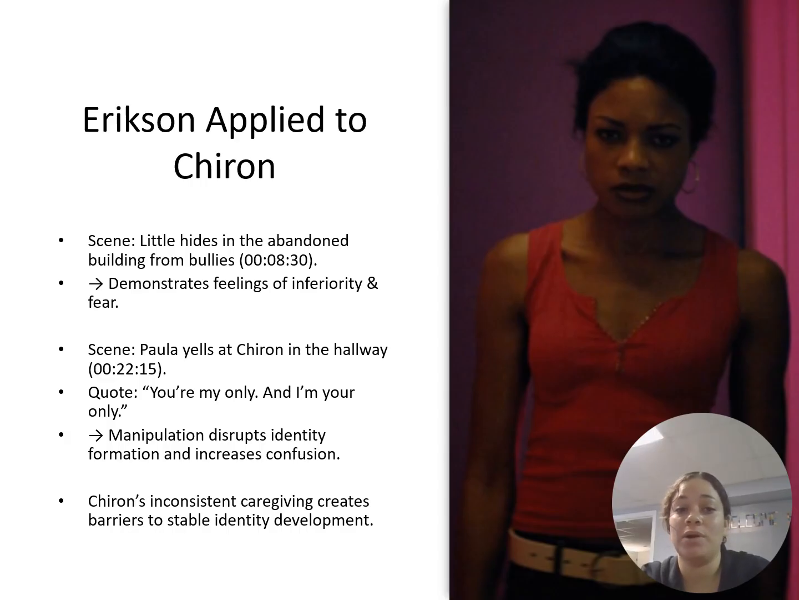As he grows older, Paula, who is his mom and she is a heavy drug user, her unpredictable parenting makes identity versus role confusion even more confusing. At about 22 minutes and 15 seconds, Paula screams at Kieran and tells him, "You're my only and I'm your only." This creates emotional enmeshment, reinforcing dependency and confusion. Instead of guiding Kieran towards independence, she traps him in emotional chaos, causing him to question his worth and identity.